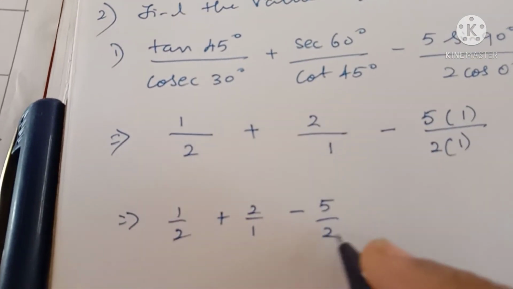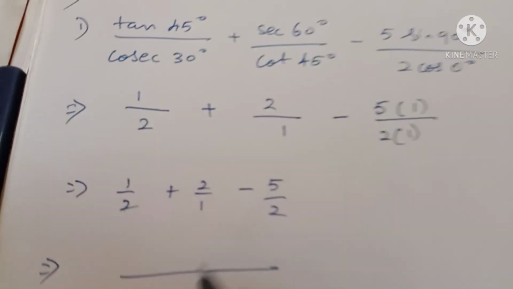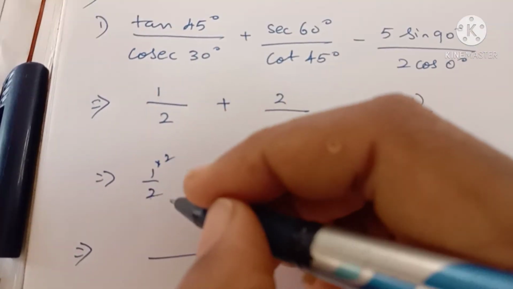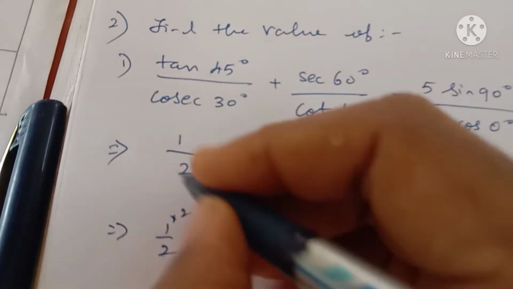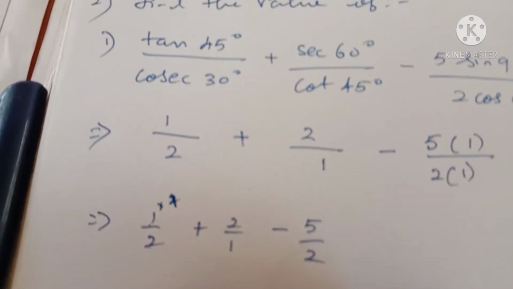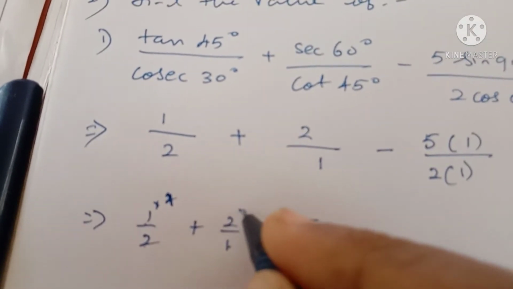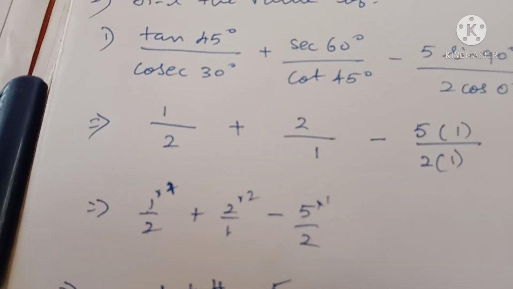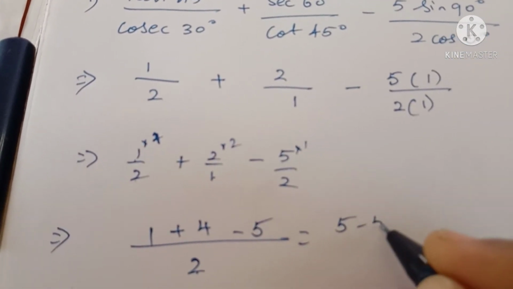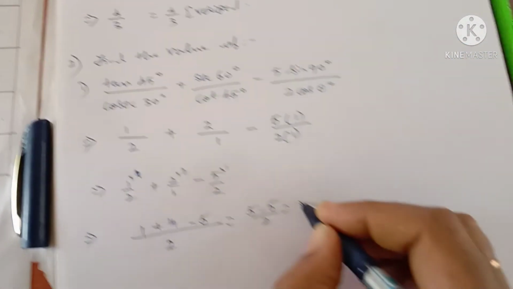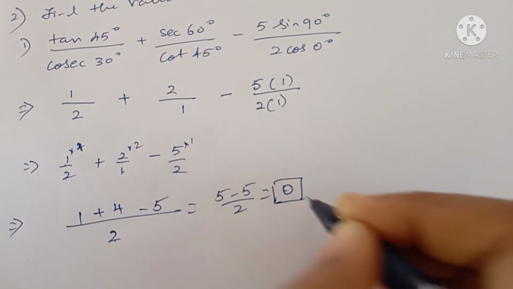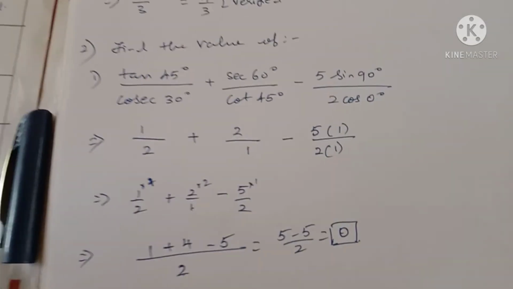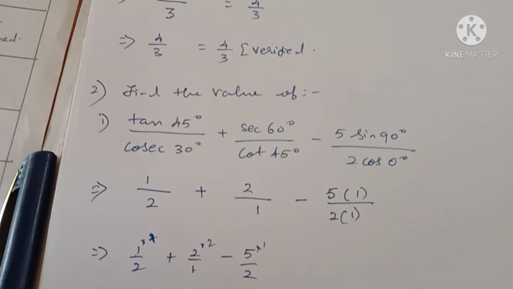Now take the common denominator 2. So 1 into 1 is 1, plus 2 times 2 is 4, and 5 into 1 is 5. Therefore 5 minus 5 by 2 is equal to 0. So the value of the first sum is 0.